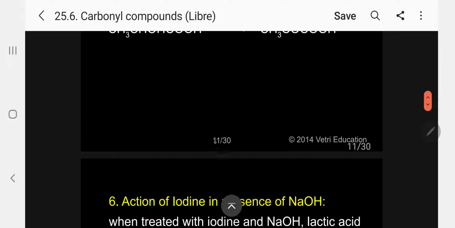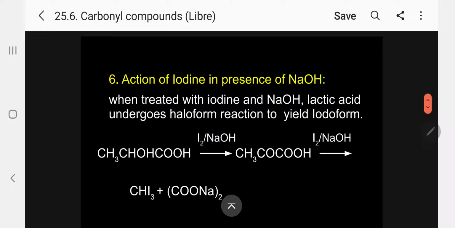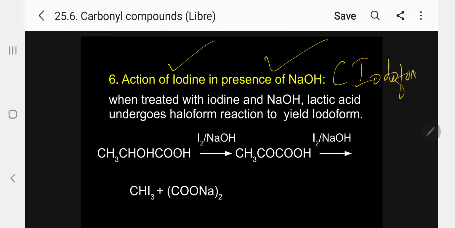Please follow. Number 6, action of iodine in the presence of sodium hydroxide. This is a very, very important reaction. Normally we will call it the iodoform reaction. This iodoform reaction will be very, very useful in a number of cases like aldehydes, alcohols, etc. To differentiate, we can use this.